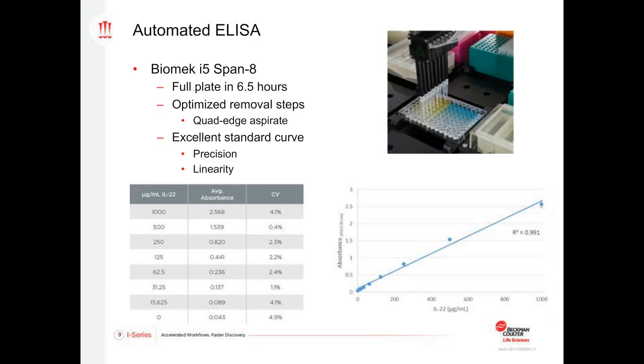We were able to achieve excellent standard curves, as shown by the reproducibility of our triplicate values on our standard curve, shown on the lower left-hand side, where all the CVs of our replicates were under 5%. And we also had excellent linearity, as indicated by the R-squared value of 0.991 for our standard curve, indicating our automated serial dilution was highly effective.